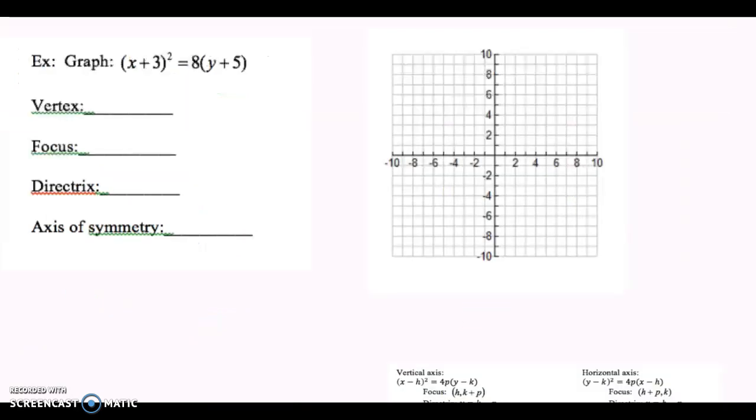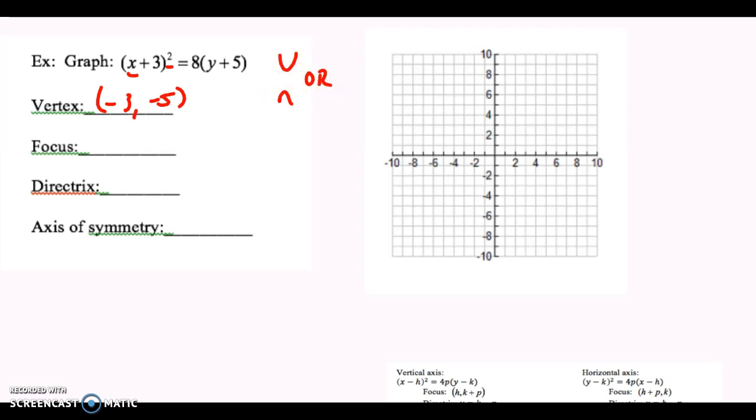Let's try a problem. Right away, we should be able to answer what the vertex is, because you've had a chance to do that at least 12 times. -3, -5. The parabola is going to be standing up. The reason I know this is because, number one, x is being squared. So I know that the parabola is going to be either facing up or down.